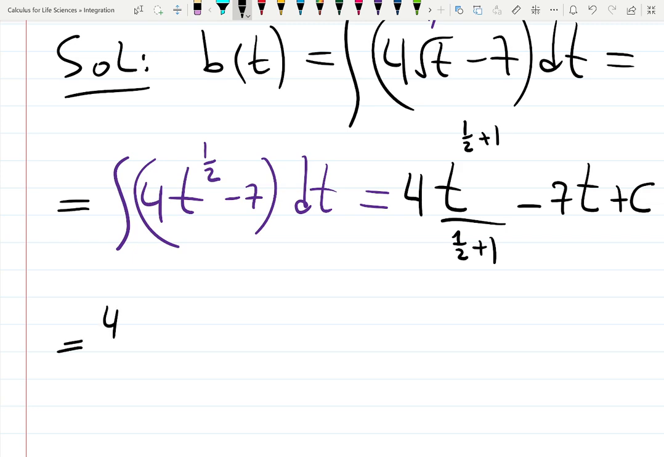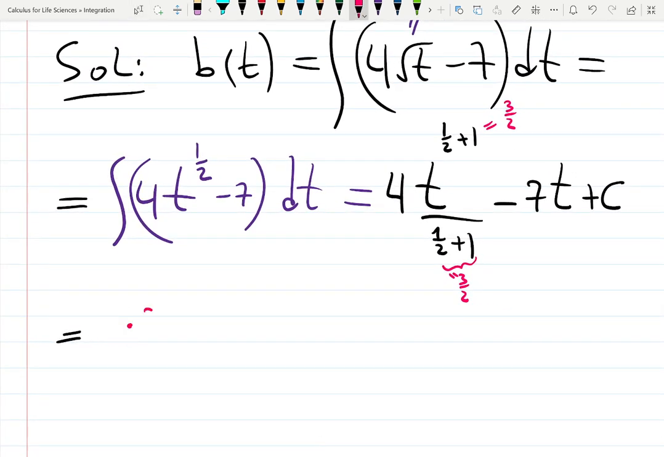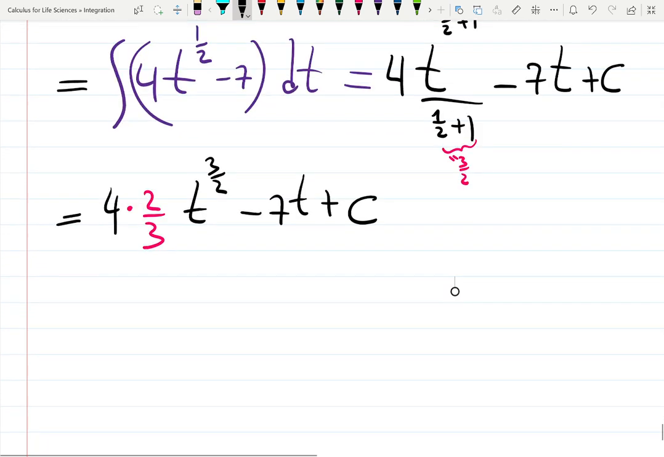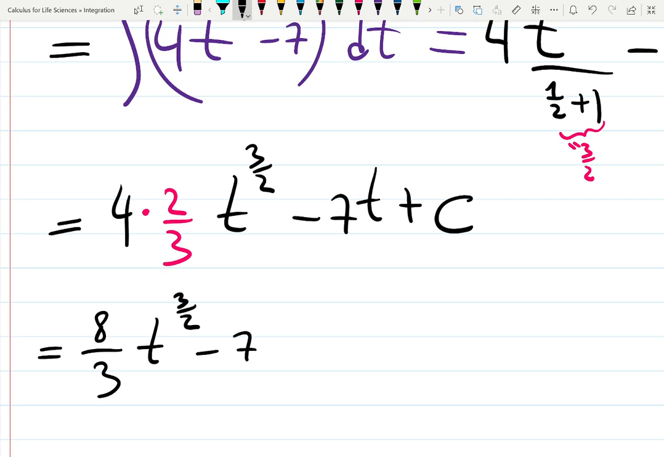Let's rewrite nicely. It's going to be 4 times, let's calculate, take a pencil and calculate. 1/2 plus 1 is 3/2. So I'm dividing by 3/2 as well. You see, you don't have to calculate it twice. It's the same number. So I'm multiplying by 2 over 3, exactly. So it's going to be t to the 3/2 times 4 times 2/3 minus 7t plus c. Before you plug in initial value, you can always check yourself by differentiating, but I'm not going to do that. If you do, 3/2 goes down and cancels out with 2/3. That's how it all undoes each other. 4 times 2 is 8/3 t to the 3/2 minus 7t plus c.